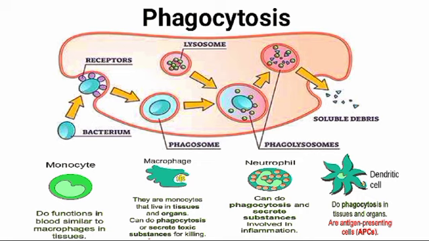The main types of phagocytes of the immune system are monocytes, macrophages, neutrophils and dendritic cells. Monocytes do functions in blood similar to macrophages in tissue. Macrophages are monocytes that live in tissues and organs, can do phagocytosis or secrete toxic substances for killing. Neutrophils can do phagocytosis and secrete substances involved in inflammation. Dendritic cells do phagocytosis in tissues and organs, and are antigen presenting cells.